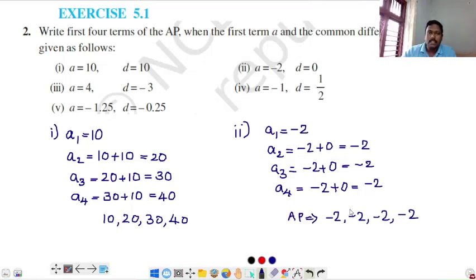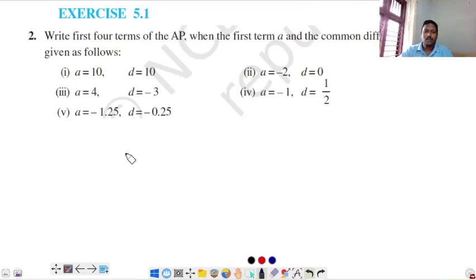Now let us move to question number 3. Okay children, so let us do the third question. In the third question, the first term A is equal to how much? 4, and common difference D is equal to minus 3. So we can write the first term A1. Question number 3 I am doing here. So A1 is equal to this 4 itself.